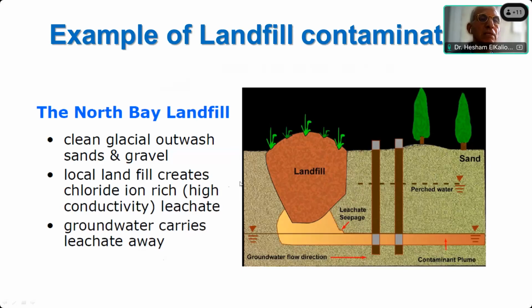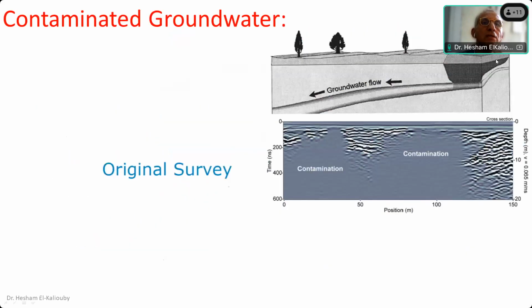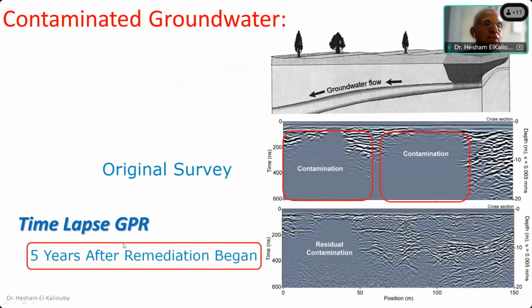For landfill detection, sometimes we have a landfill and have contaminants in this landfill. These contaminants could leach and affect the water in the subsurface and cause contamination. So this survey for the landfill area shows contamination that goes with the water here. This GPR survey showed that these contaminants are very conductive and mask the GPR signal because they have a lot of electrically conductive material. So after 5 years, they did another survey of the same area, a time lapse, to check if these contaminants have been removed or not.